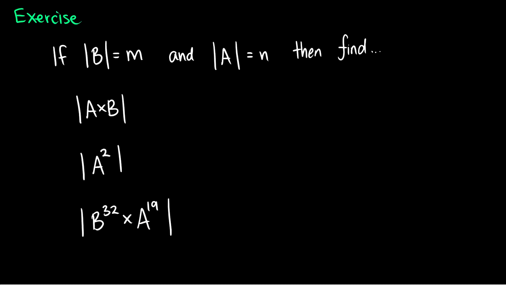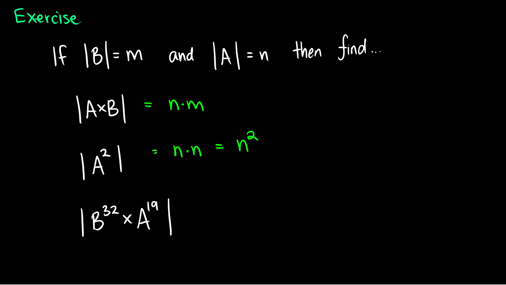Okay, and one last thing with cardinalities. Let's just assume we have 2 sets. The size of B is m and the size of A is n. Then what is A cross B? What is the size of that? Well, that's going to be n times m, which is just nm. What about the size of A squared? Well, this would just be n times n, which is n squared.